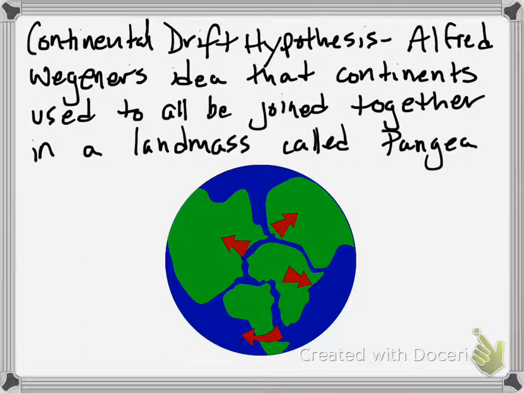Okay, continental drift hypothesis. This was Alfred Wegener's idea. We've talked a lot about this in class. And his idea said that at one point all of the continents fit together like a puzzle, and they were in this landmass called Pangea. And then over time these continents drifted apart. This theory was really not accepted at the time. It took a long time before his theory was accepted, and pretty much now most scientists are in agreement that this is what happened.